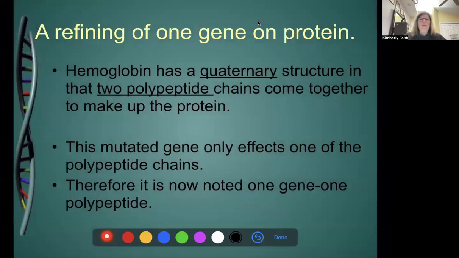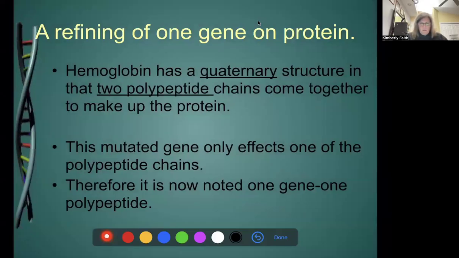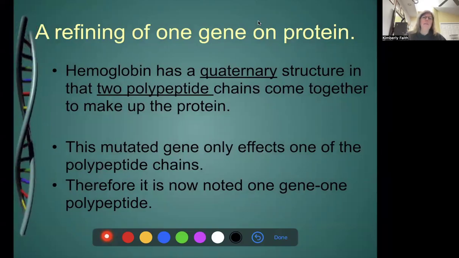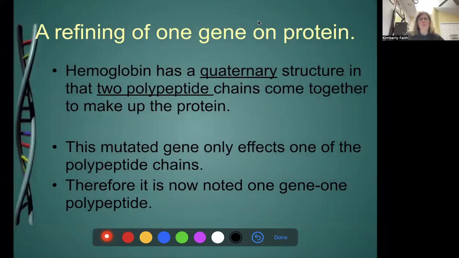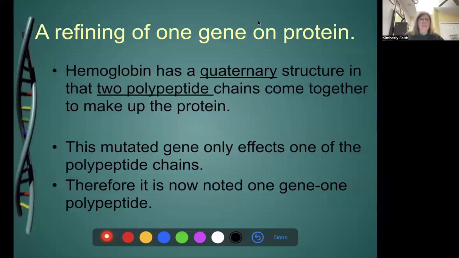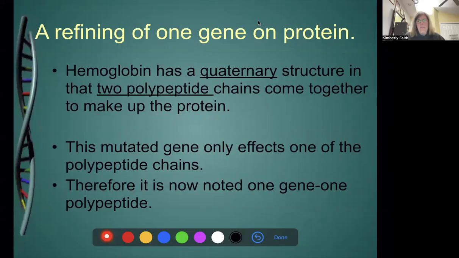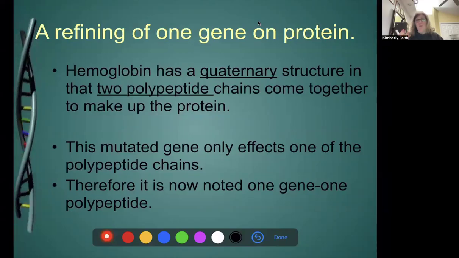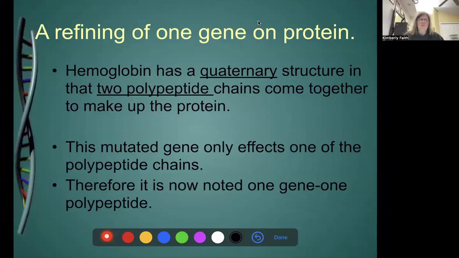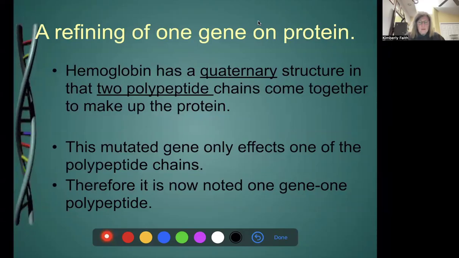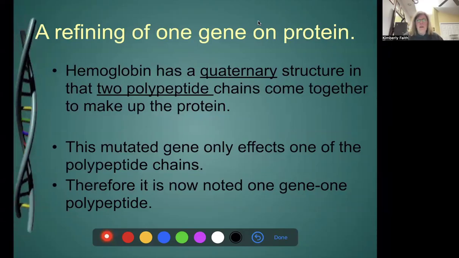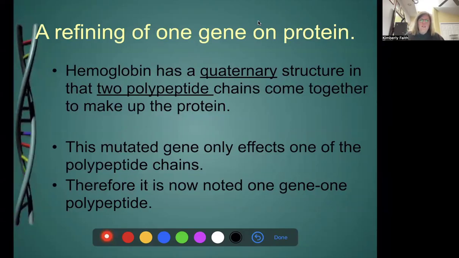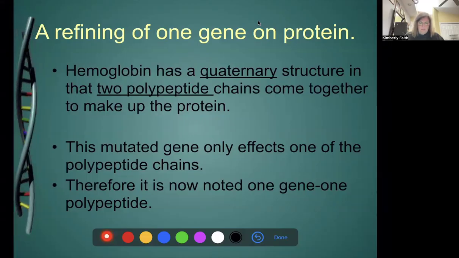After refining the idea, one gene, that should say one protein, sorry. Hemoglobin has a quaternary structure, with polypeptide chains that come together to make up a protein. We have the alpha and the beta, and actually two of each, so it's four total. This mutated gene only affects the polypeptide chain. Therefore, it is now noted that it is one gene, one polypeptide.